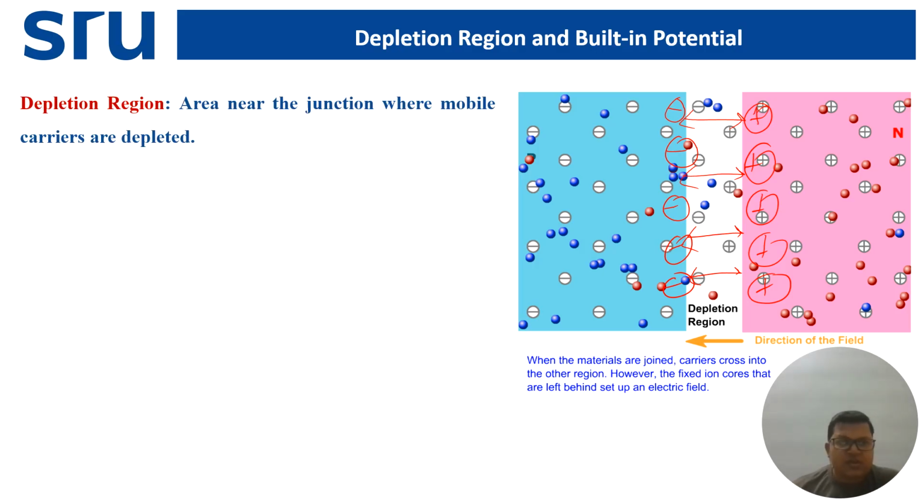So the depletion region, what is the depletion region? The area near the junction where mobile carriers are depleted. That's what we are saying, that this is depleted of any charge carriers. Right.